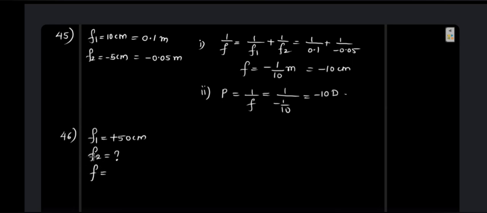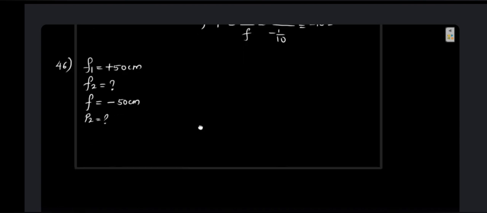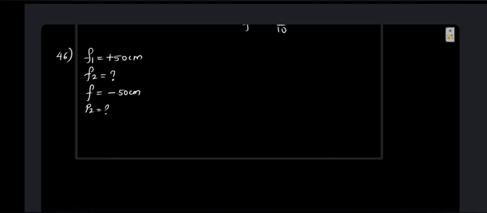Now, since the combination is behaving like a diverging lens, which is a concave lens, the combination's focal length is going to be negative, which is minus 50 centimeter. Find the power and the nature of the second lens. So P2 we have to find out, and nature of the second lens we have to find out. To find out the power, first of all, we'll have to find out the focal length of the second lens. So we know that 1 upon F is equal to 1 upon F1 plus 1 upon F2. So 1 upon minus 50 is equal to 1 upon plus 50 plus 1 upon F2.